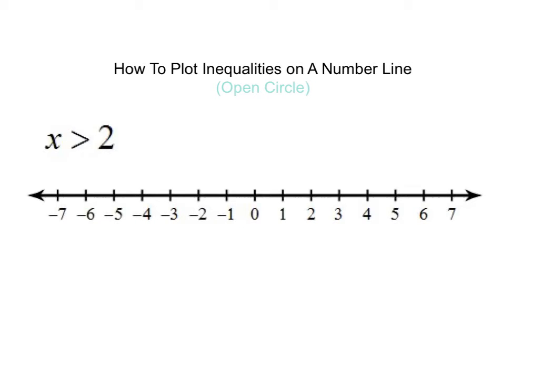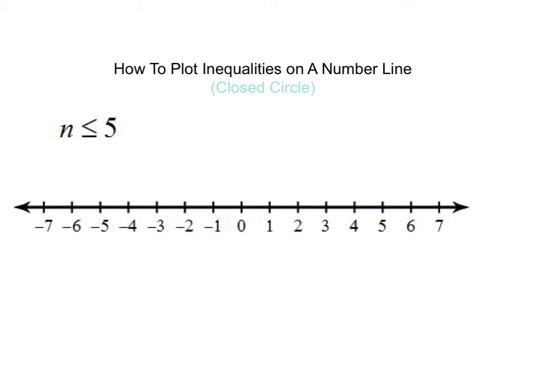Now in this example, we have x is greater than 2, meaning all my possible answers are bigger than the number 2. Because this is just greater than, it's an open circle at the number 2, and then all the numbers that are greater than 2 would be to the right. So I would shade towards the right.